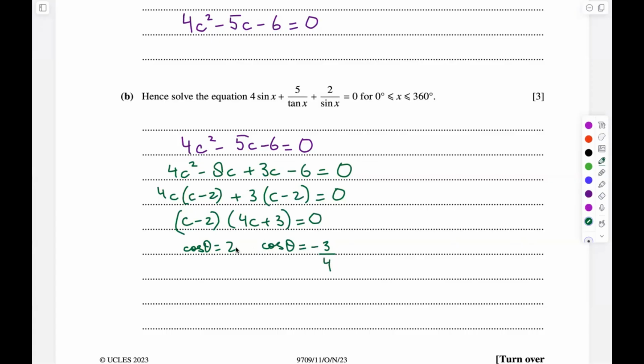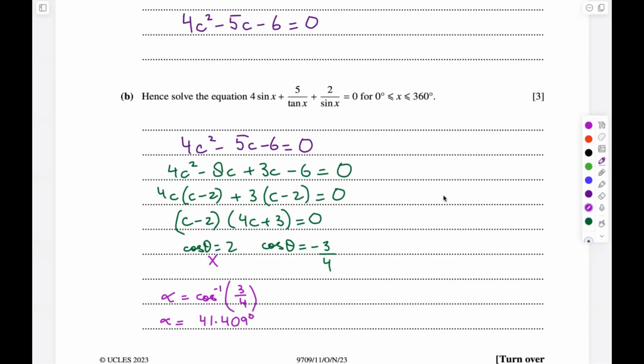Now, as cos cannot be greater than 1 or less than minus 1, we'll reject cos theta equal to 2 as it will give no solutions. Now for this, first we'll find the basic angle. So the basic angle will be cos inverse of 3 upon 4. Substituting this in the calculator, we'll get 41.409 as the basic angle. So this will become 41.409 degrees.